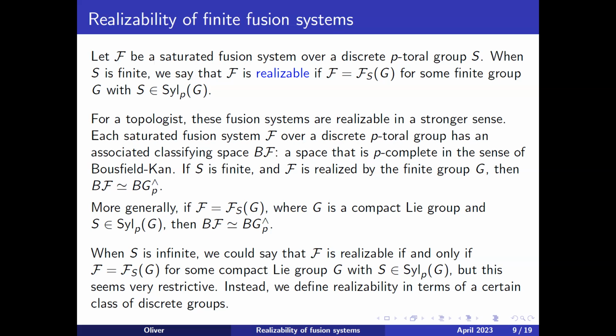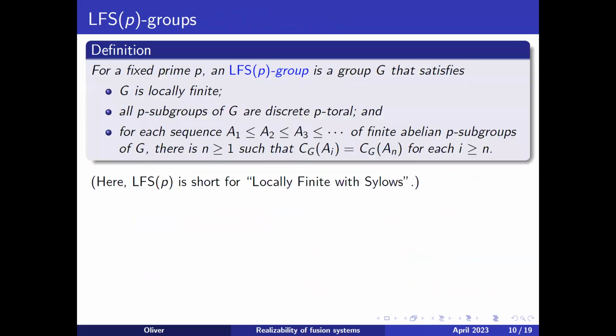Yeah, so originally we were looking at compact Lie groups and fusion systems of compact Lie groups, and also of p-compact groups for those of you familiar with them. But that seemed all too restrictive when talking about what realizability should mean. So instead, we define realizability in terms of a certain class of discrete groups that I'll define now.